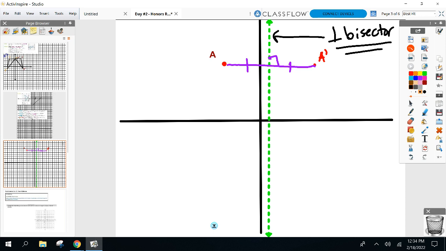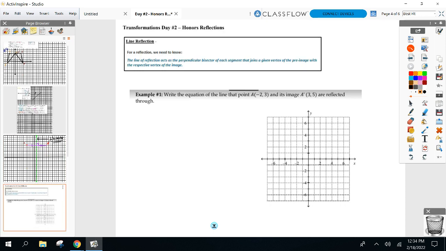All good. Perpendicular bisector. All right, let's try this out here. We're going to get tough here. If you haven't already, graph A and A prime for me. 2, -2, 3. And 3, 5. What is the line of reflection now? It's not a vertical or horizontal line like the last problem I gave you guys yesterday, is it? I cannot find a horizontal or a vertical line that's going to match up A and A prime. It's not going to happen.